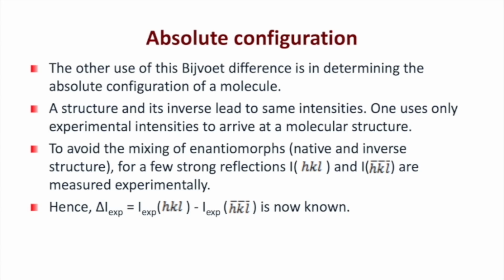Now with me, I have two types of differences. One is known as delta I experiment and the other delta I calculated. Even though the magnitude between these two may be different, the signs should match. Right? If the signs do not match, which means you have a mixture of enantiomers. So what you do is you change the positions of all atoms into the inverse. That is known as determination of absolute configuration or enantiomer fixation in crystallography.